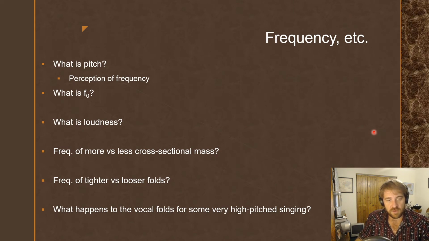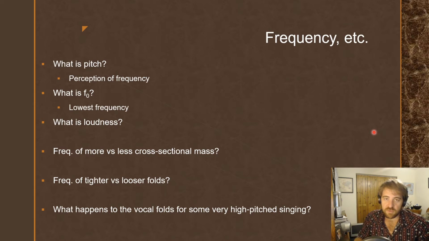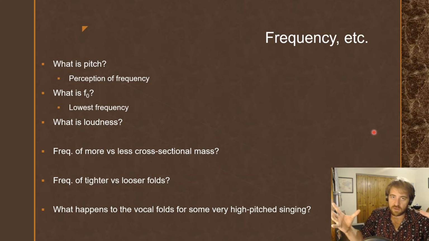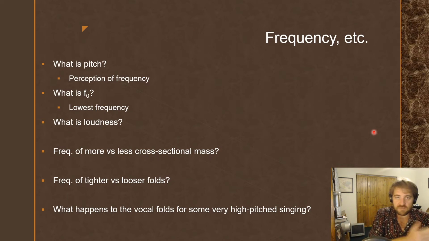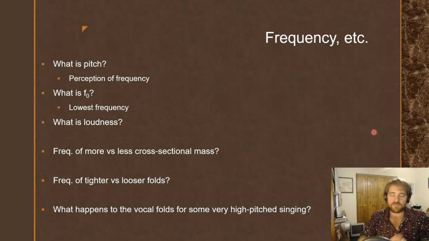What is F0? It's the lowest frequency in a group of sounds that you're measuring. It's the fundamental frequency. It's the frequency that gives rise to all the harmonics. So the lowest frequency in a series of harmonics is the F0.